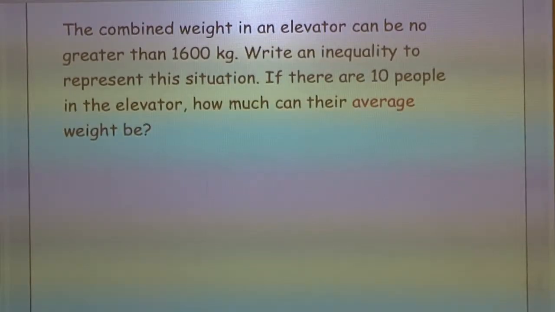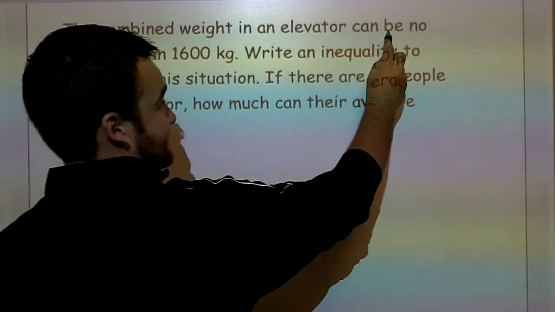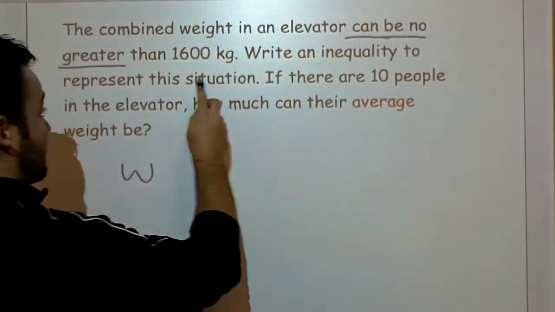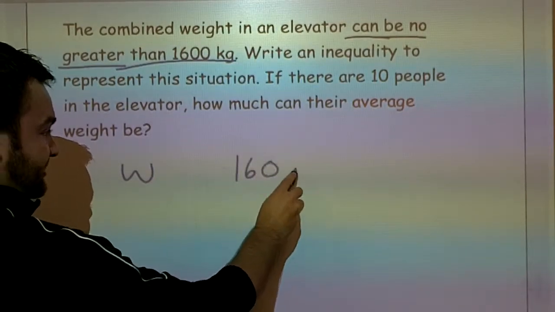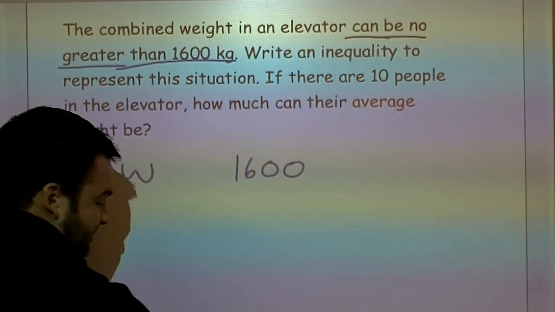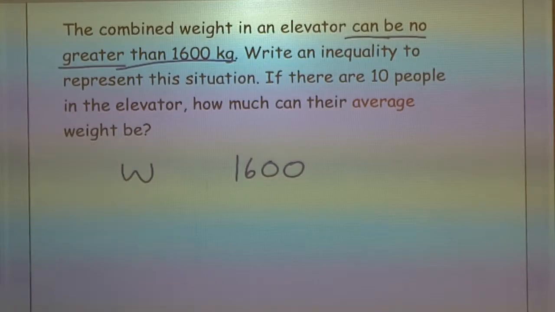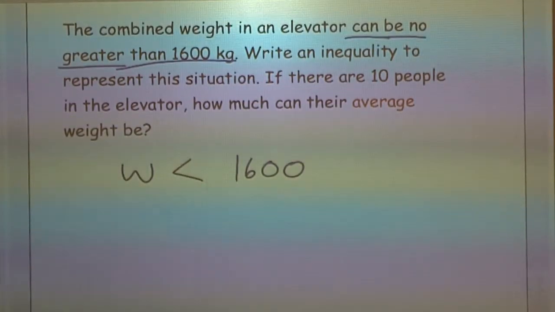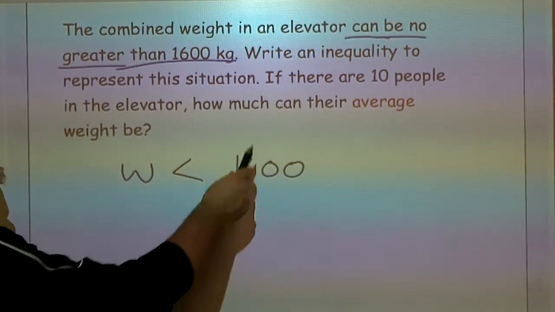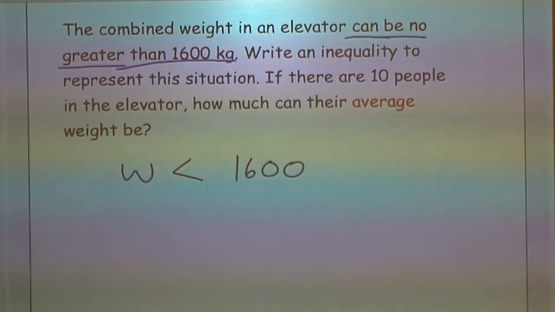So the combined weight in an elevator, let's just call the weight W. It says that it can be no greater than 1,600 pounds. So we know we're going to deal with 1,600 somehow. And since it is no greater than that, it has to be less than or equal to 1,600. Then it says if there are 10 people in the elevator, how much can their average weight be?